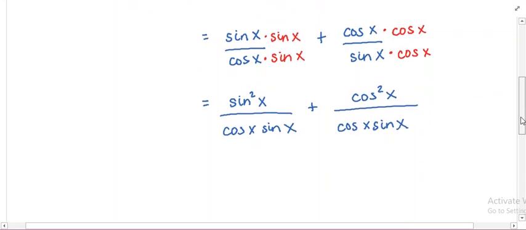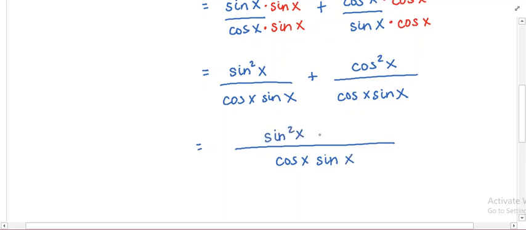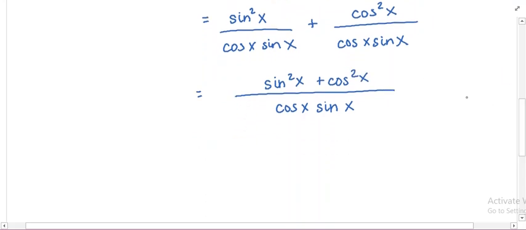Okay, and now these fractions have the same denominator. So since we're adding, okay, we're just going to keep the same denominator, the common denominator, and then we're going to add across the top. Okay, so the numerator is going to be sine squared x plus cosine squared of x. Okay, you should recognize the numerator as the Pythagorean identity. Okay, sine squared x plus cosine squared x is 1. Okay, so this is going to turn into 1 over the cosine of x times the sine of x.